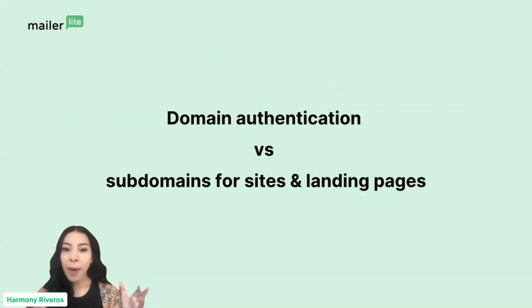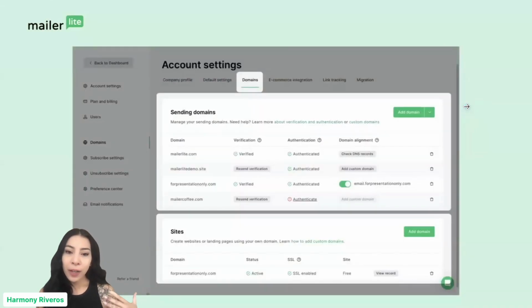Just briefly, I want to talk about authentication versus getting your domain for sites and landing pages. And this is what I am talking about here. So when you are in your MailerLite account and you are looking at the domain section and you are about to authenticate, you're going through the process of starting the authentication, you will see two sections. You'll see sending domains and you'll see sites. Both allow you to enter in your domain and you'll receive records. So the process looks similar. However, these are two very different things. The sending domains is what we'll be focusing on.